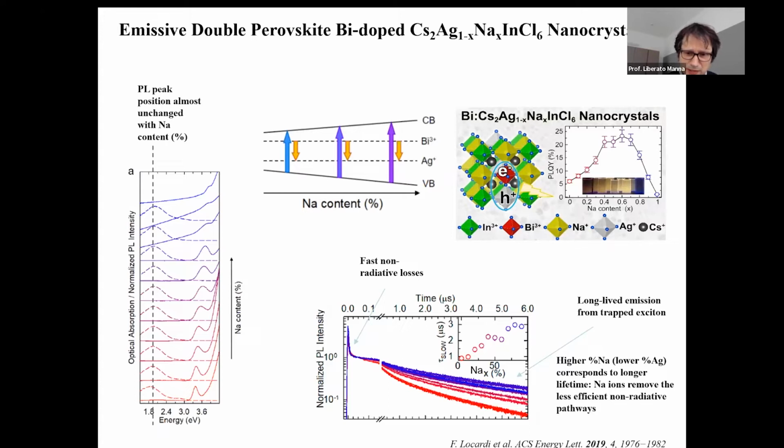Now, what you see in the lower panel, you see that by increasing the amount of sodium, the PL lifetime goes up. And this is telling us that actually sodium chloride octahedra indeed introduce barriers for the excitons to move from one place to the other, and actually remove the less efficient non-radiative pathways. So the more sodium is around, the more the exciton is localized on vicinal bismuth chloride and silver chloride octahedra, and the more is the probability that it can recombine radiatively.